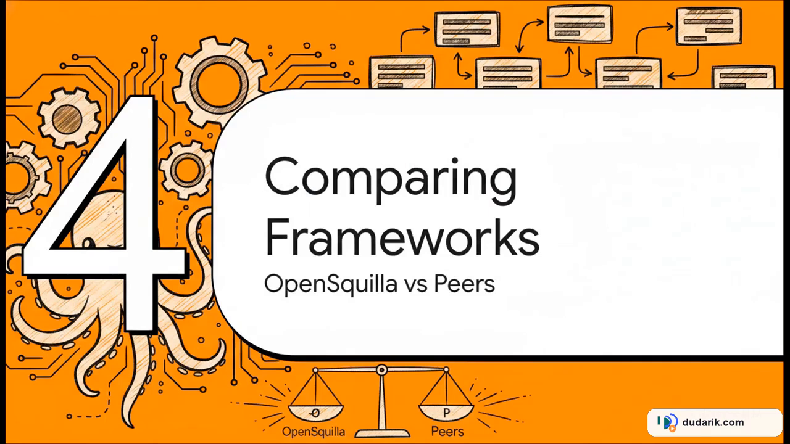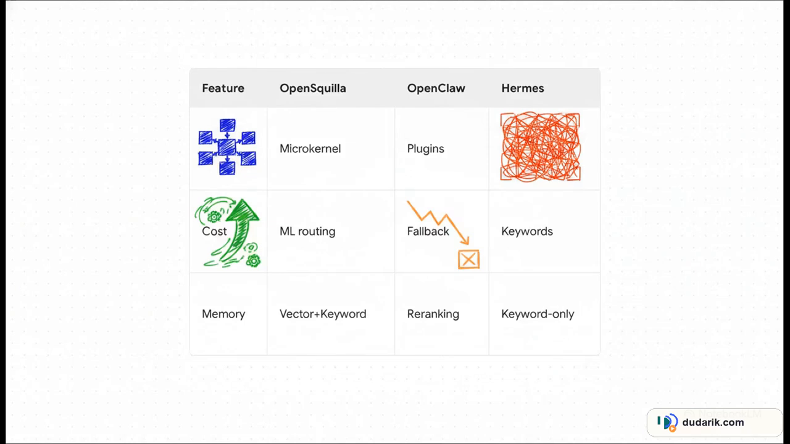Okay, let's jump into Section 4, comparing agent frameworks. When you actually stack these frameworks side by side, the contrasts are pretty stark. OpenSquilla relies on that super compact microkernel we discussed, whereas something like Hermes Agent uses a heavily coupled monolithic main loop that is thousands of lines long. And for cost strategy, OpenSquilla's ActiveML routing is just vastly more sophisticated than, say, OpenClaw's static configuration fallbacks.